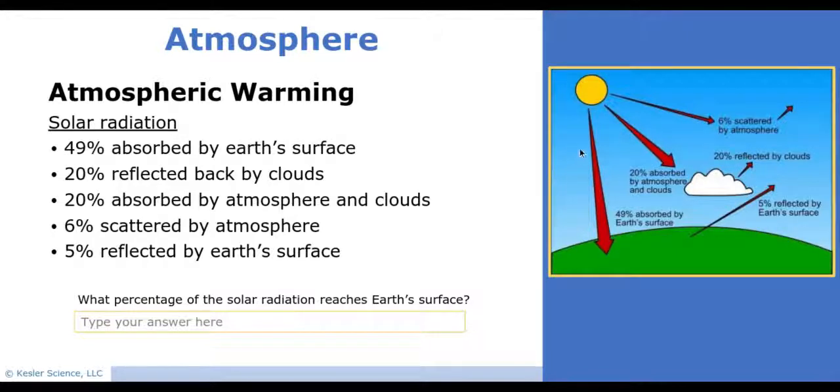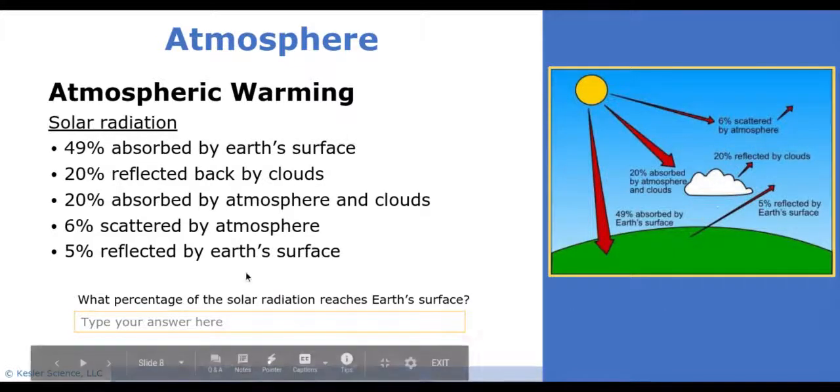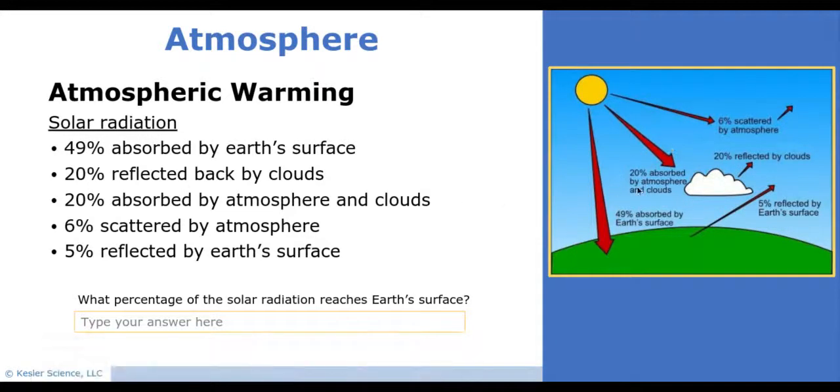20% of the solar radiation is reflected off of the backs of clouds. So it hits the back of a cloud and it's reflected back up into space. 20% more is absorbed by our atmosphere in the clouds. So if you think about when it thunderstorms outside, sometimes the clouds look almost like they're glowing, like they're fluorescent. And this is the energy that they have absorbed.